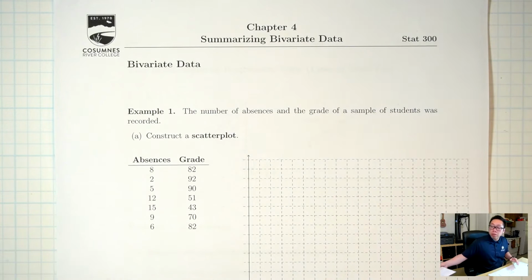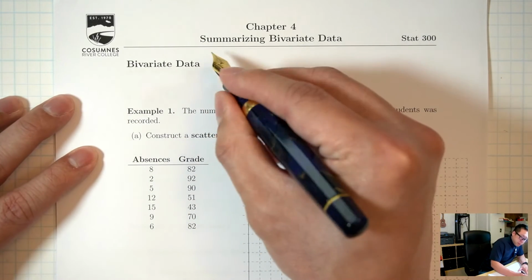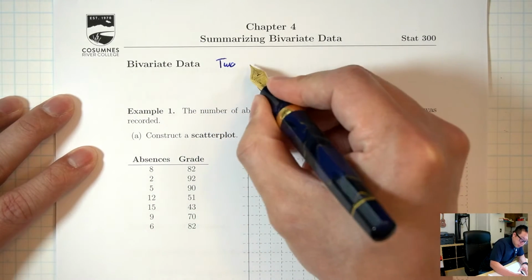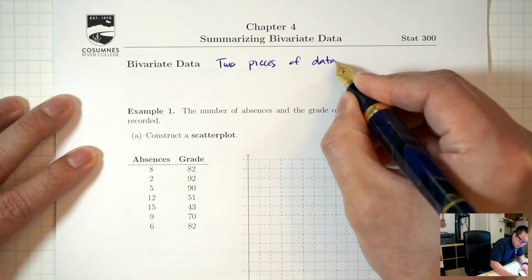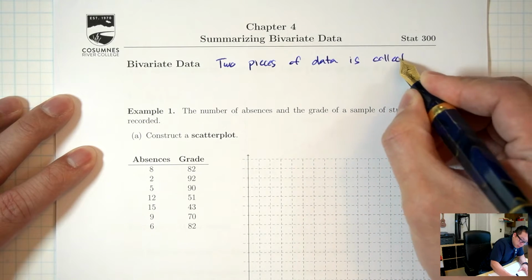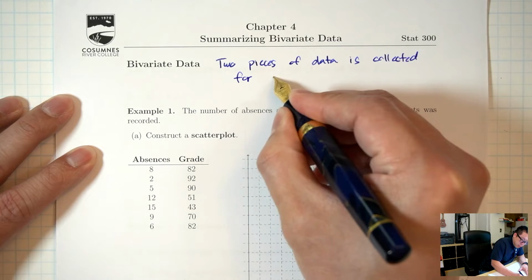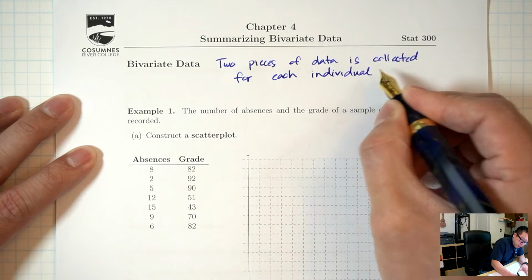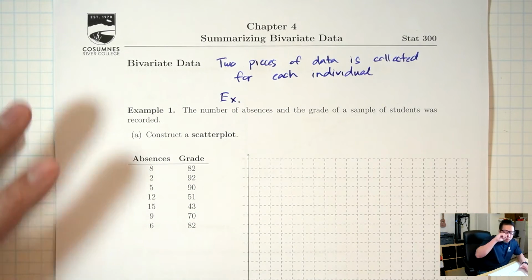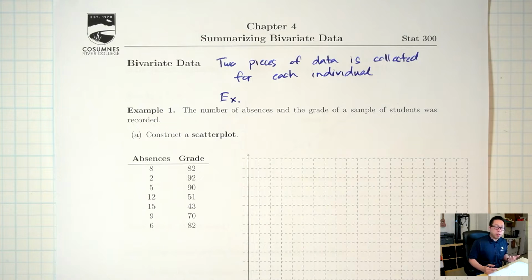Today we're going to talk about how to determine whether two quantitative data are related. So these are going to be the numbers. Before I do that, let me introduce the term bivariate data. Bivariate data just means that we're going to collect two pieces of data from each individual. For example, I can ask each person their age and their height.